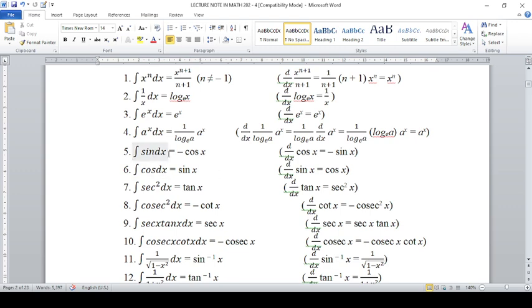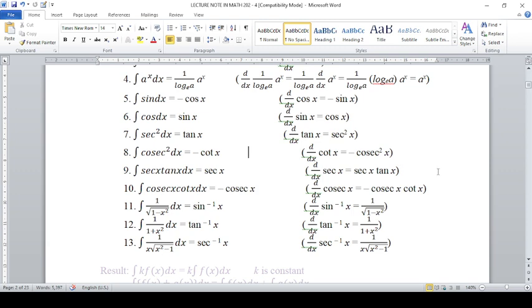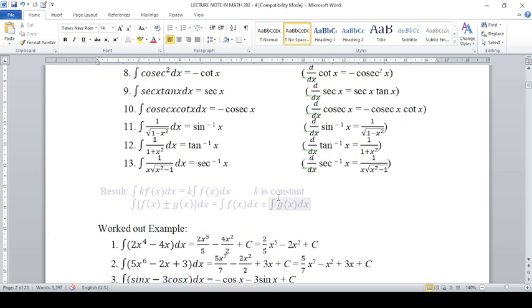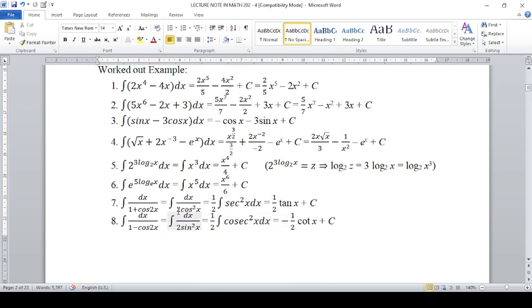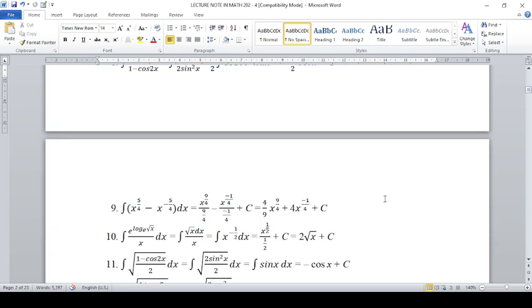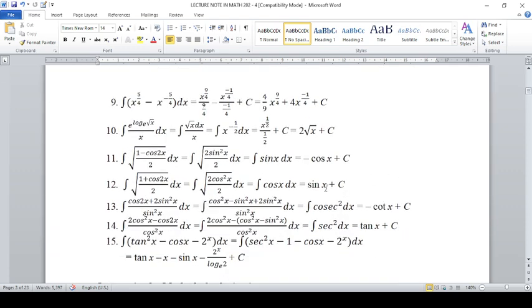The integration of sin x is minus cos x, and d/dx of cos x is minus sin x. You should know these formulae, and then you can solve the differential equation. These are also the rules for differential equations. These examples we did. All these things you have learned in your previous semester. These are the examples we solved.